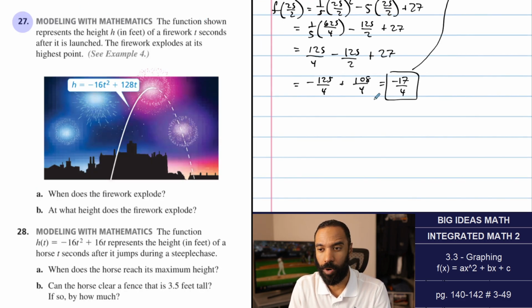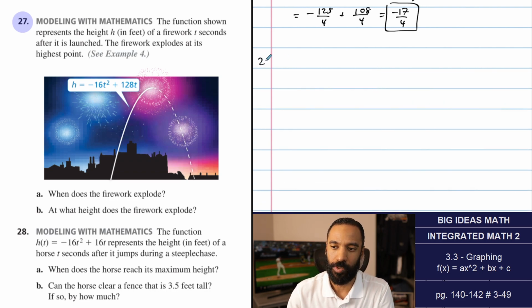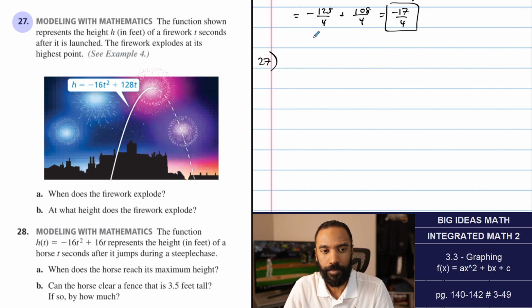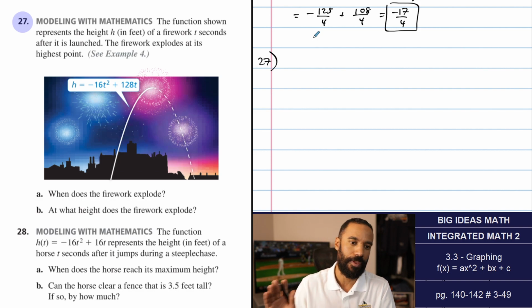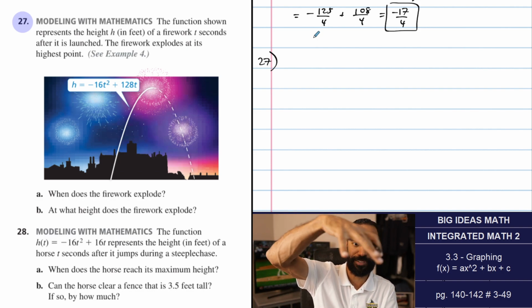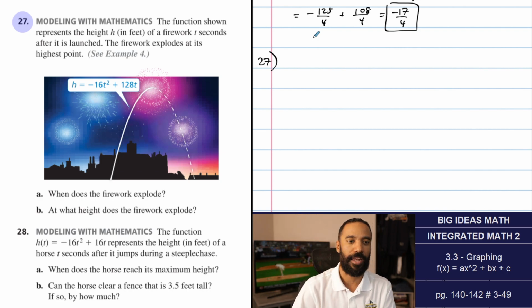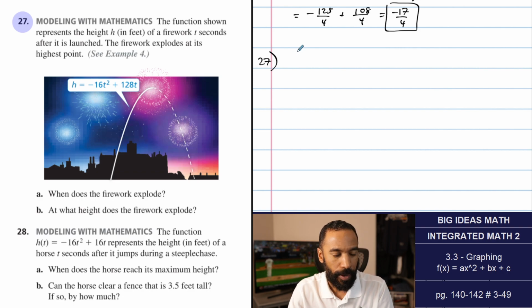Okay, we're diving into the word problems. So let's go into those. Let's see how often we have to graph. A lot of vertexes, I'm sure. Number 27. The function shown represents the height h in feet of a firework t seconds after its launch. The firework explodes at its highest point. When does the firework explode?